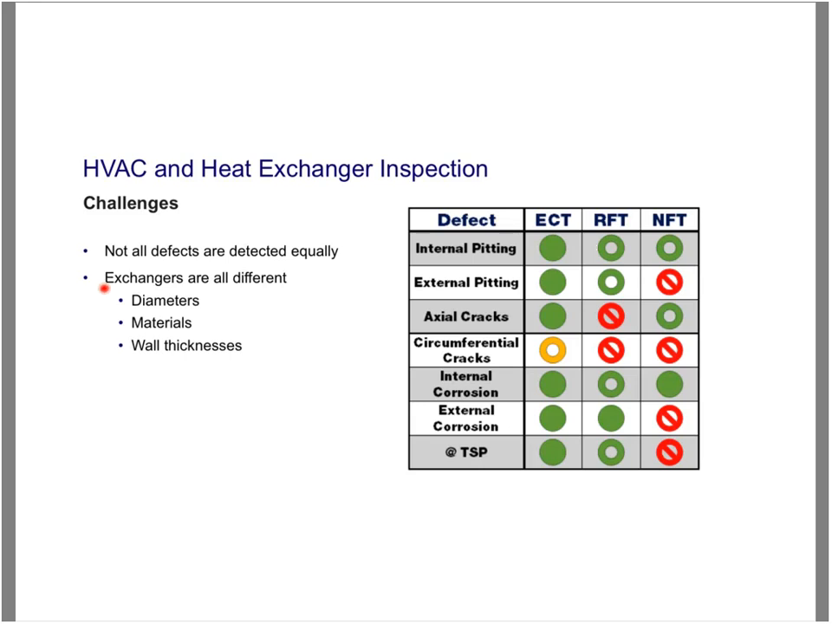And last but not least, the exchangers are all different. So they have different diameters, different materials, different wall thicknesses. Now, diameters will affect the fill factor of the probe you need to use, while materials and wall thicknesses will depend on the frequency used. So there is no quick solution. It takes a lot of understanding what's going on, figuring out what you need to find, getting the right probe, the right frequency.